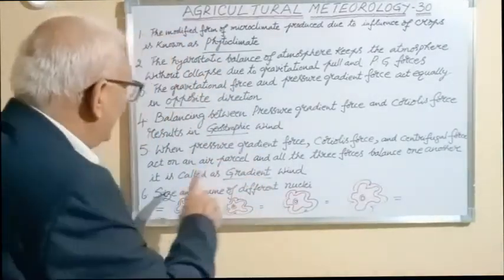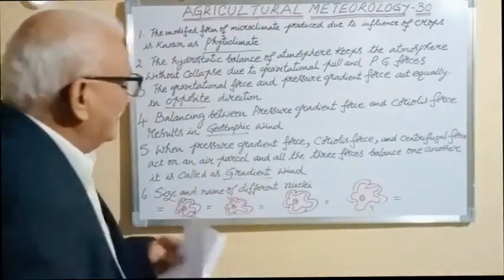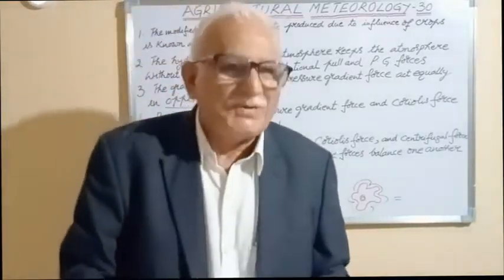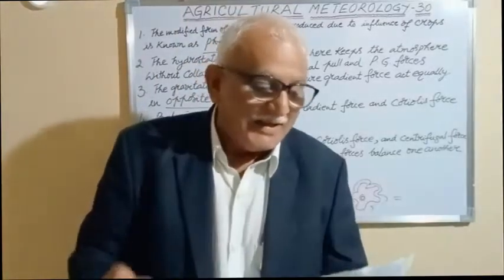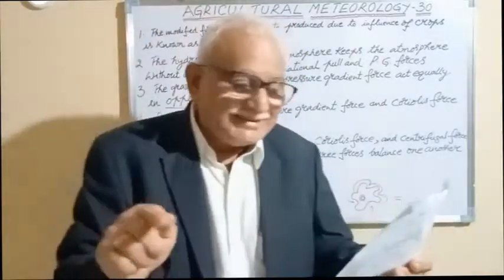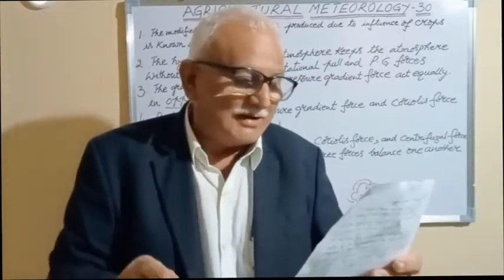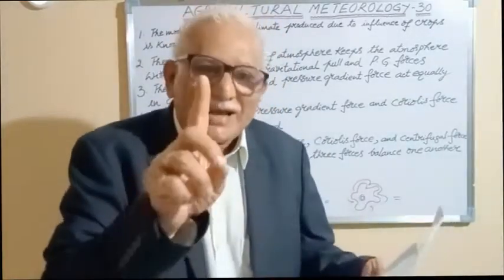The next bit of today's class is the size and name of the different nuclei. Nuclei are required for condensation. So what are the different sizes of nuclei? Aitken nuclei are less than 0.1 microns, large nuclei are 0.1 to 1 micron, and giant nuclei are more than 1 micron.